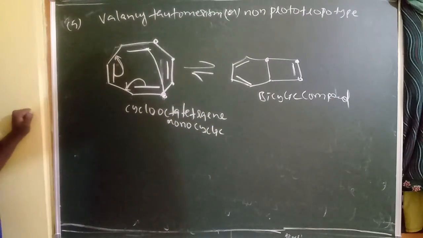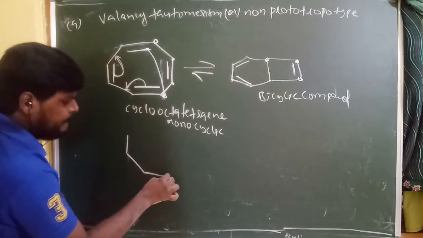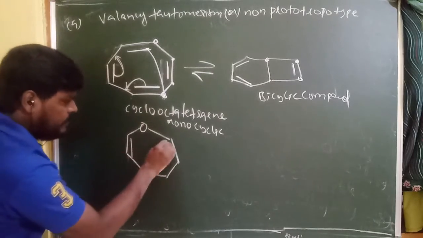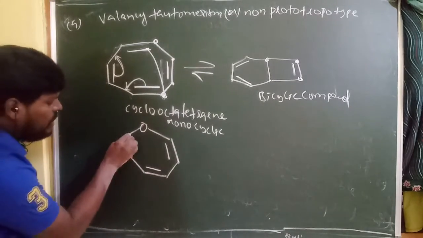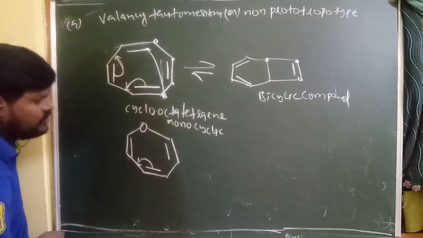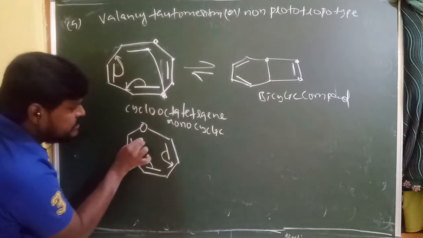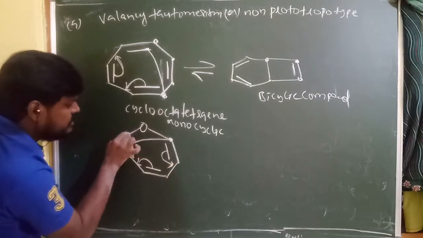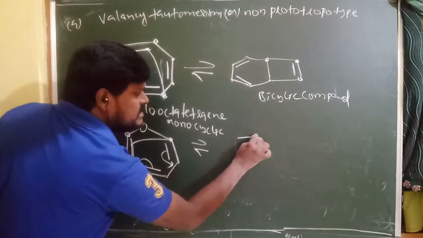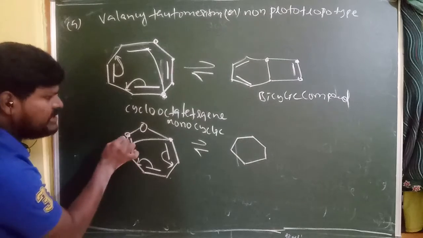Right? Let us take one more example. So here 1, 2, 3, 4, 5, 6 carbons are there. This bond rotates between these two carbons. This bond rotates between these two carbons, and this bond is going to make a new pi bond between these two carbons. I'll write it down. First of all, a 6 carbon ring. Yes, 1, 2, 3, 4, 5, 6 carbon ring.